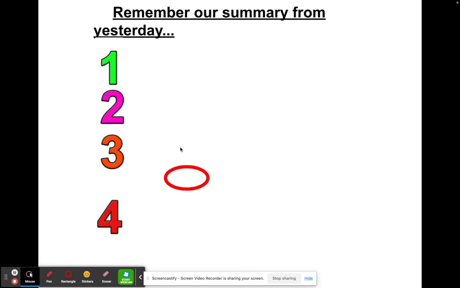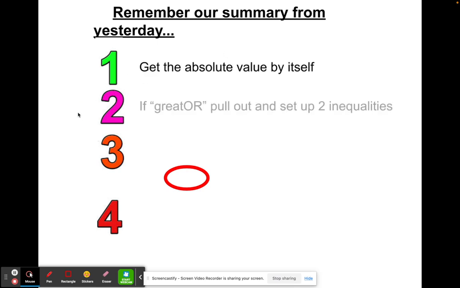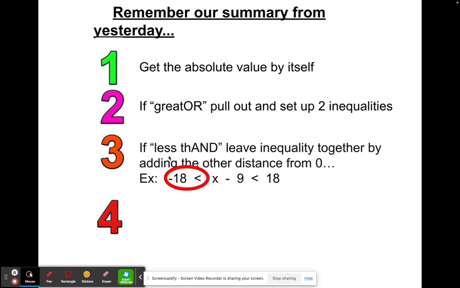Okay, so let's do a quick summary from yesterday. First, we're going to get that absolute value by itself. If it's a greater than, pull out 2 and set up 2 inequalities. If it's a less than, leave the inequality together by adding the distance from 0. So -18 on one side, +18 on the other. Put the inequality in the middle, the x part in the middle, and then solve for it.